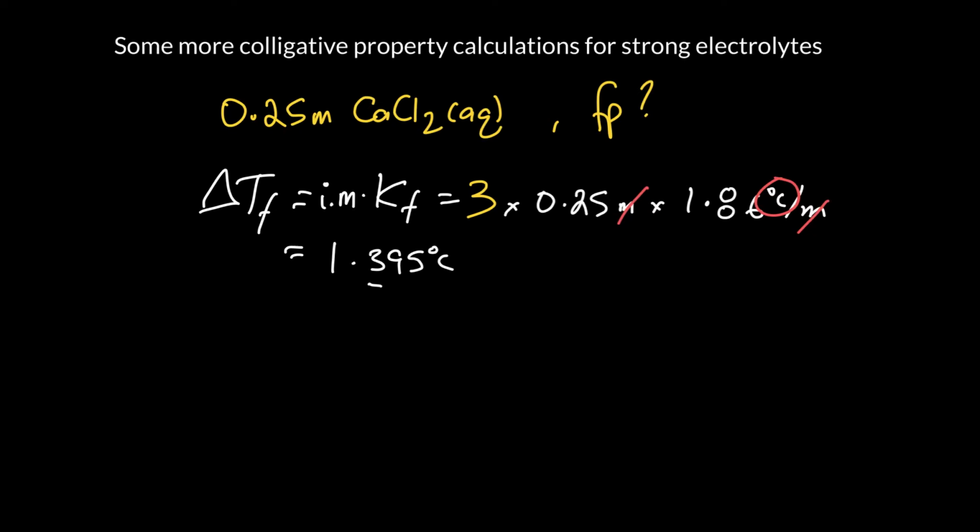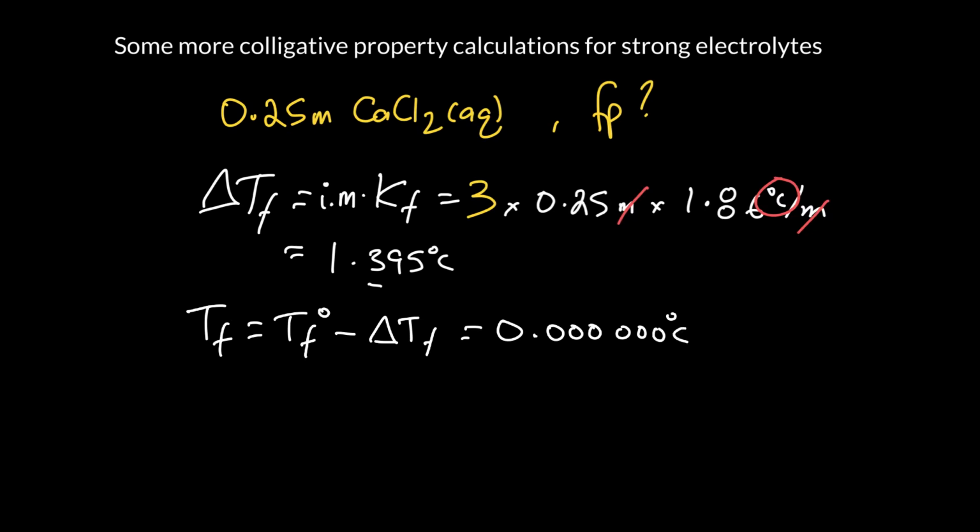So what is the freezing point? It's not 1.395 degrees C. Remember, that is the depression. So the actual freezing point is the ideal freezing point minus this depression. It actually freezes at 0 exactly, so 0.0000 degrees C, and we are lowering it by 1.395 degrees C. And again, at the end of the day, if we keep track of significant figures, it should be minus 1.4 degrees C.